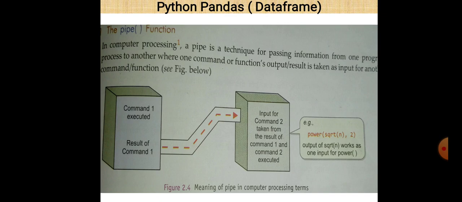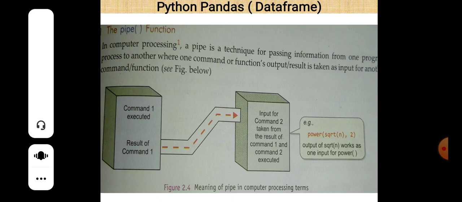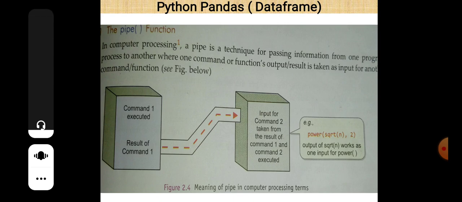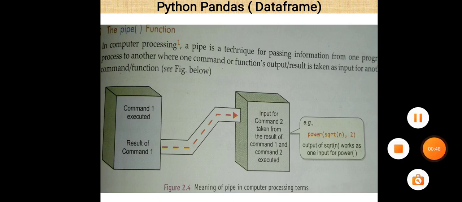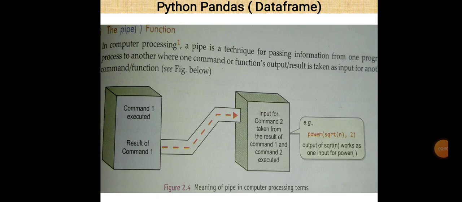As the name suggests, pipe function. What is the meaning of pipe function? What is the use of pipe function here? In computer processing, piping is a technique of passing information from one program or process to another, where one command or function's output result is taken as the input for another command or function. That is the role of the pipe function.